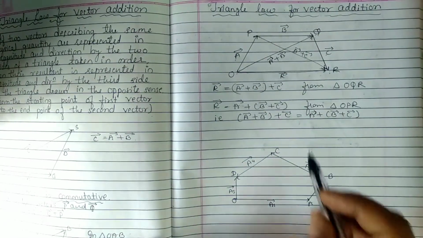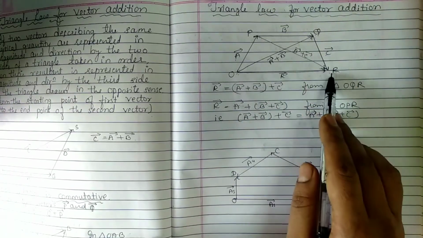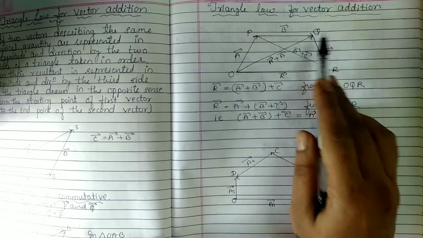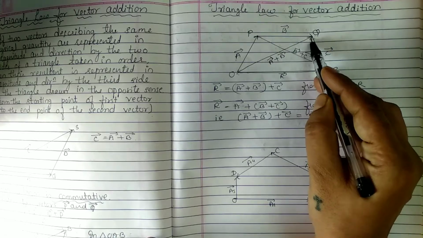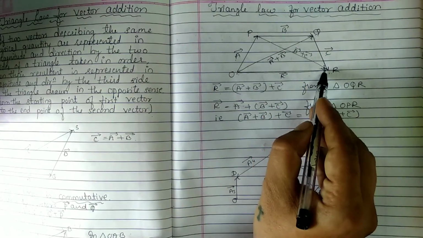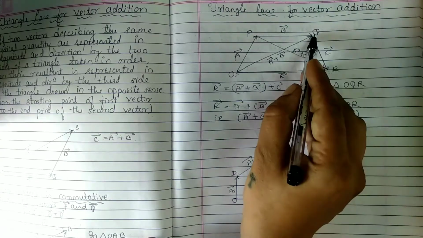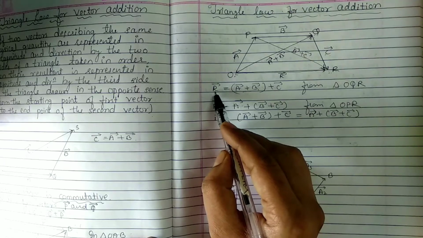So what is your conclusion? Resultant in triangle OQR. How we took A plus B, OQ, we took C. You have to remember order. O to Q, the arrow is like this, and Q to R, the arrow is like this, so they are in order. So what is O to Q? A plus B. And what is Q to R? C. So the resultant came as R.